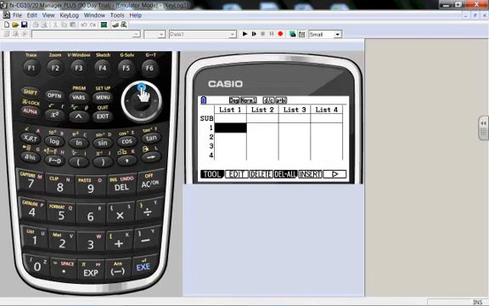I've got my data list. I have cleared it all out. Today's question is, can we do a hypothesis test on some data that we generate randomly?